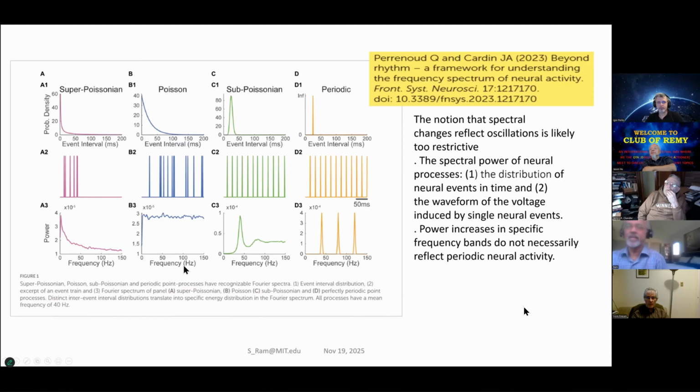The other thing is, when I was showing the external input coming in, I was saying that the external inputs can be thought of as events. So the system is event driven, and the events don't have to be at a fixed period or frequency. The events could be happening at all kinds of intervals. The most common thing we can think of is the Poisson process. In this case, this is a 40 hertz or a 25 millisecond Poisson process. But I should say this is work done by Perrenoud and Cardin at Yale University.